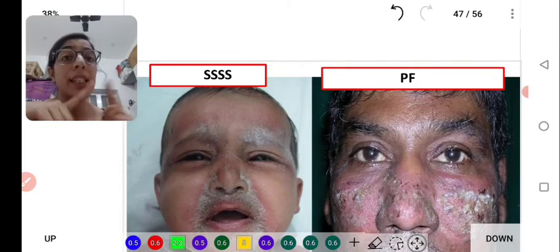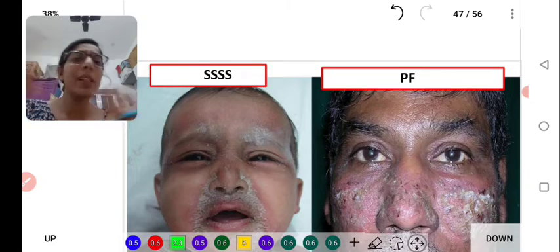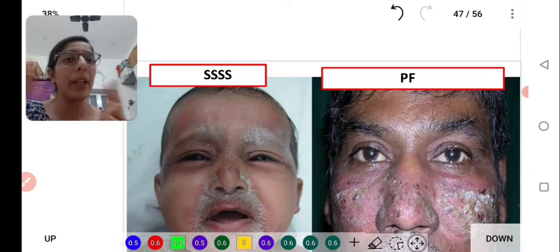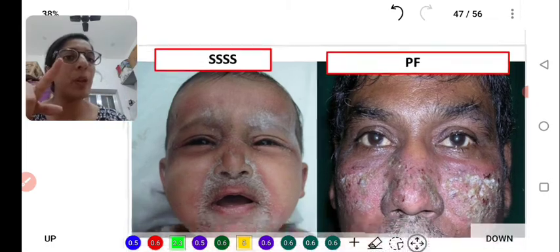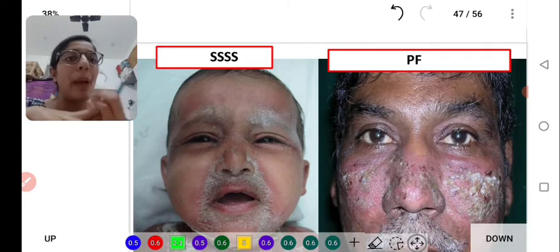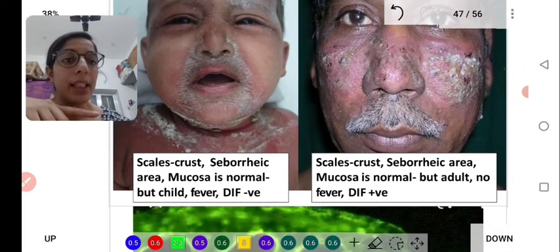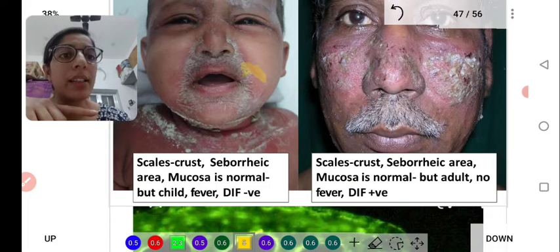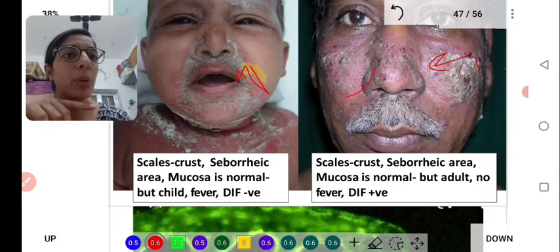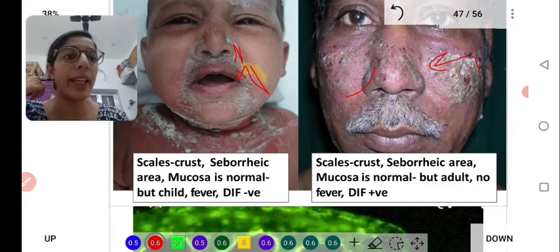There is a difference between staphylococcal scalded skin syndrome and pemphigus foliaceus. Both look the same, but in staphylococcal scalded skin syndrome, most commonly children are involved, and the organism is Staph. Pemphigus foliaceus is present in adults. You can see crusts and scaling present in the seborrheic areas, where lots of gland secretions are present.